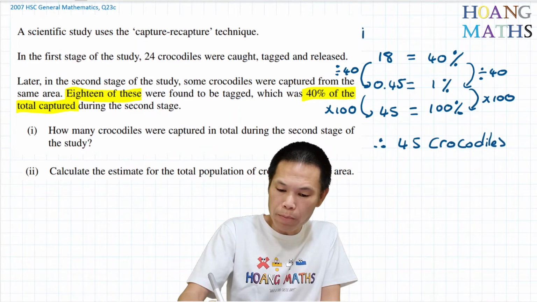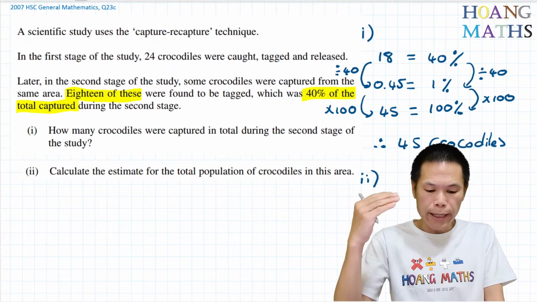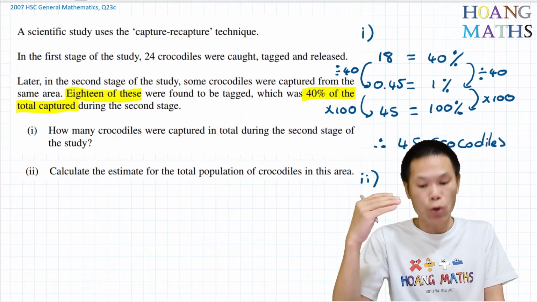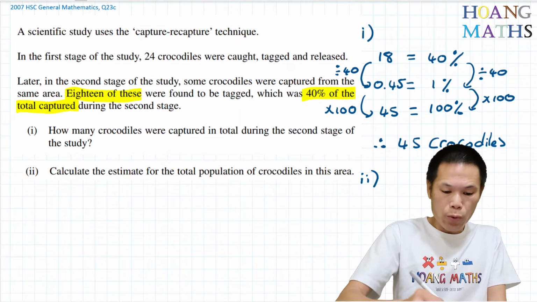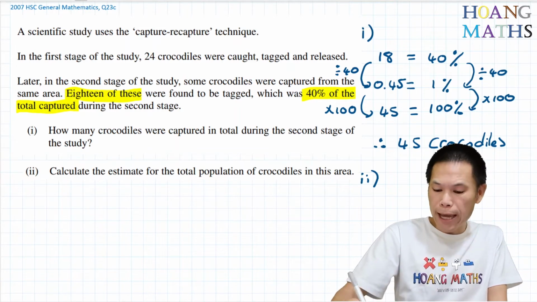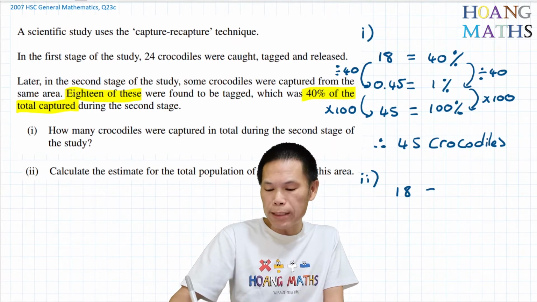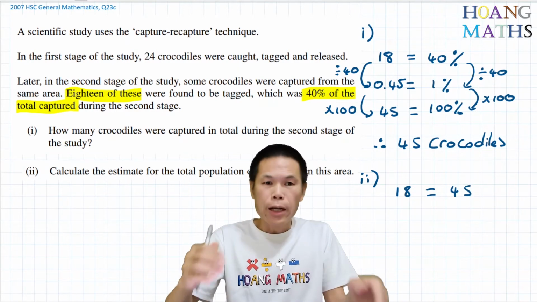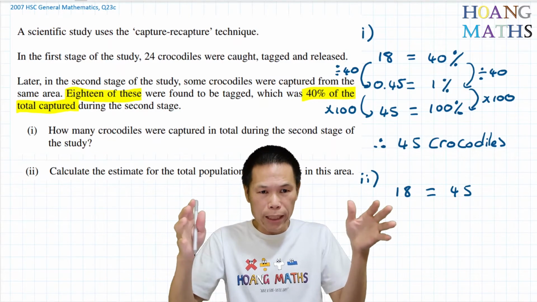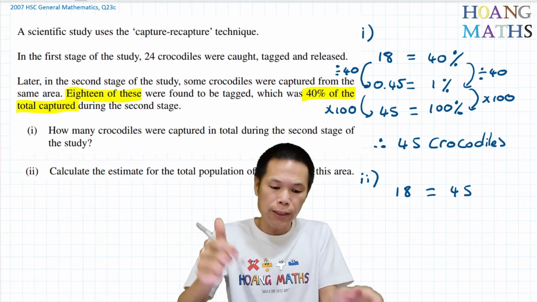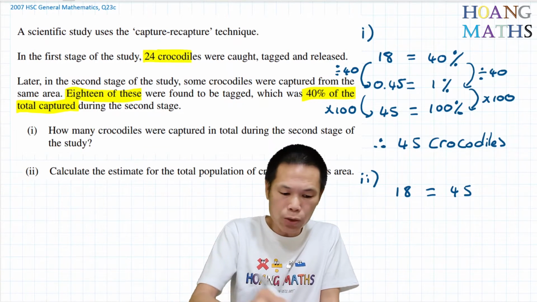So this is part 1. Part 2. The question is, calculate the estimate for the total population of the crocodiles in this area. So first of all, we know that we have 18 tagged crocodiles, which represents 45. Now we need to work out how many crocodiles are in the area. If we catch all the crocodiles, we will definitely find that there are 24 crocodiles that are tagged. So we need to work that out.